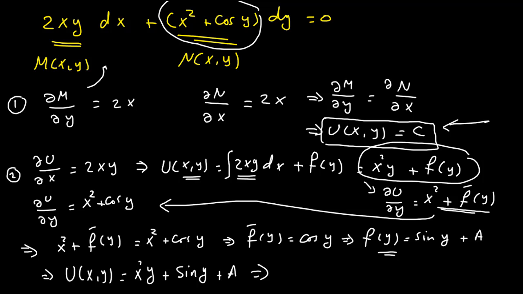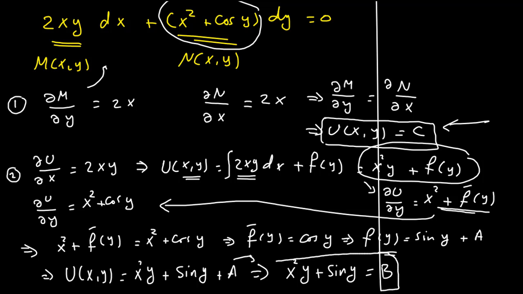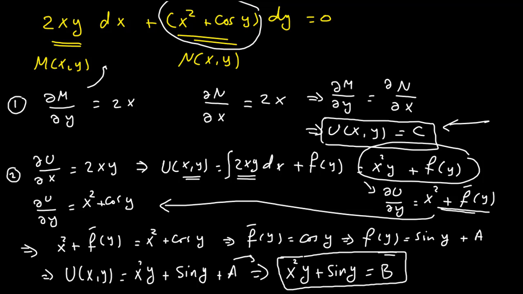So we'll say that this one here is equal to c, and so we will say that x squared y plus sine y will equal c minus a, because here we will transfer a to the right hand side, and so we will get c minus a, which can be written as one constant, let's call it p. So this is our general solution of the given ordinary differential equation.